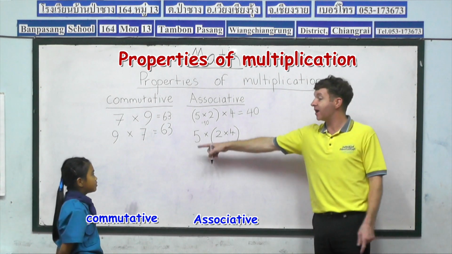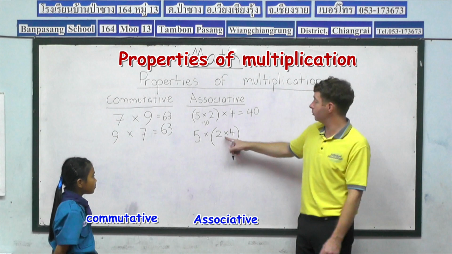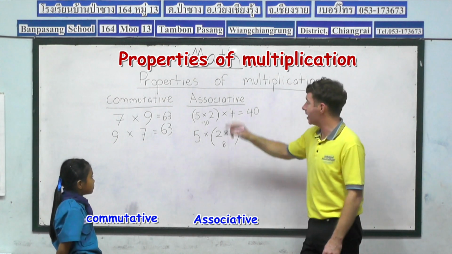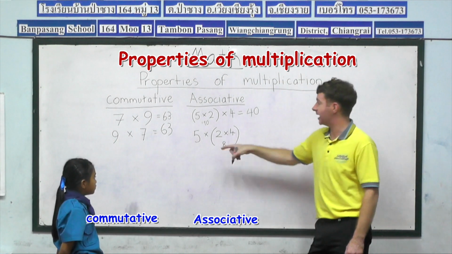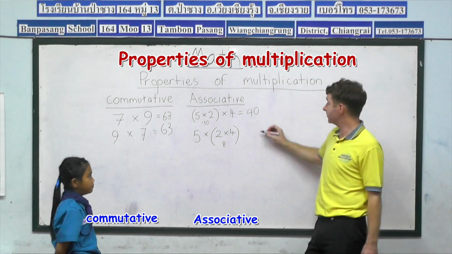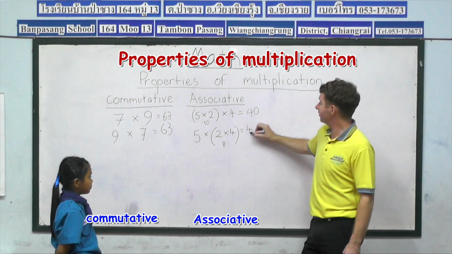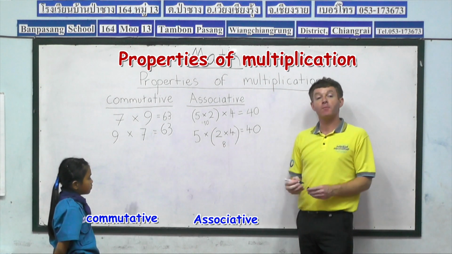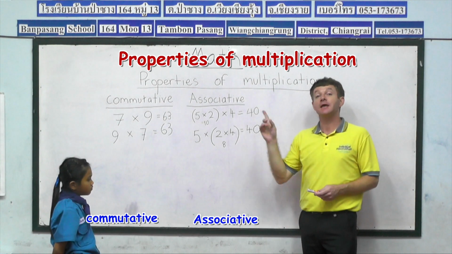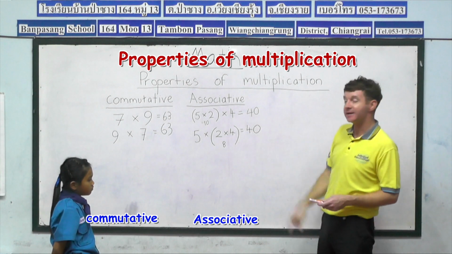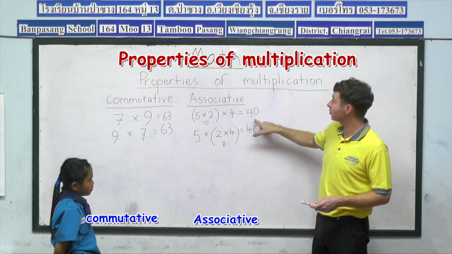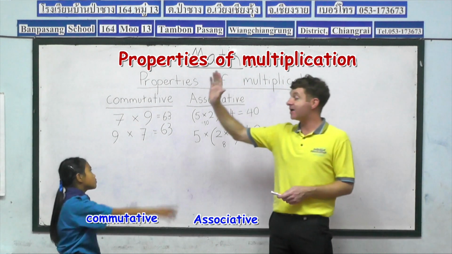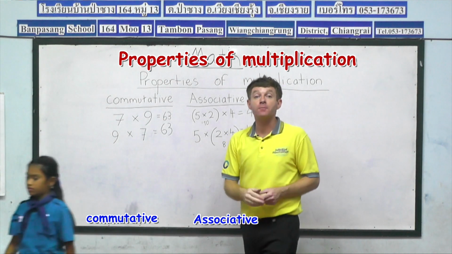Now, which part of the sum do we do first? Do we begin with the 5? Excellent. So 2 times 4 equals 8. Now, 5 times 8 equals 40. You see, guys, if we have a sum in brackets, it doesn't matter where we place the brackets. If we have the same numbers, we get the same answer. And this is associative property. And Pak Bung, that was excellent. High five and a big round of applause for Pak Bung, guys.